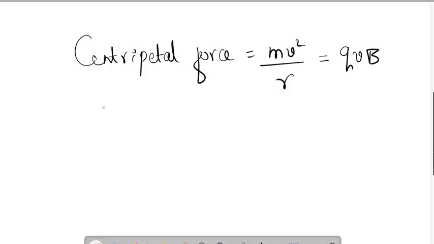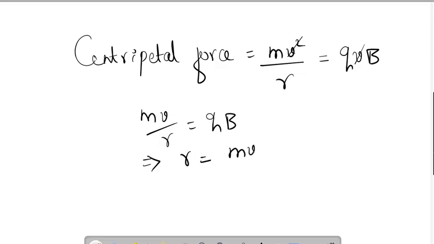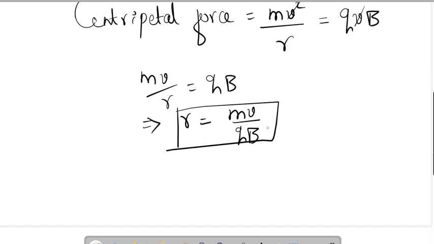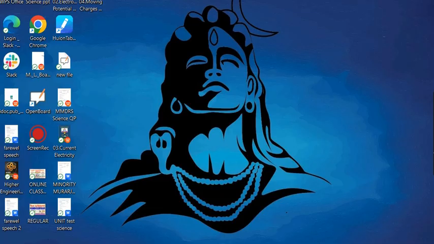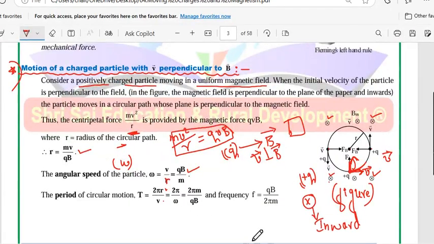Now, if you calculate the r value here, one v and another v get cancelled. That is, mv divided by r is equal to qB. So you will get the r value here, that is mv divided by qB. This is the r value. Is it or no? This is the radius of that circular path.